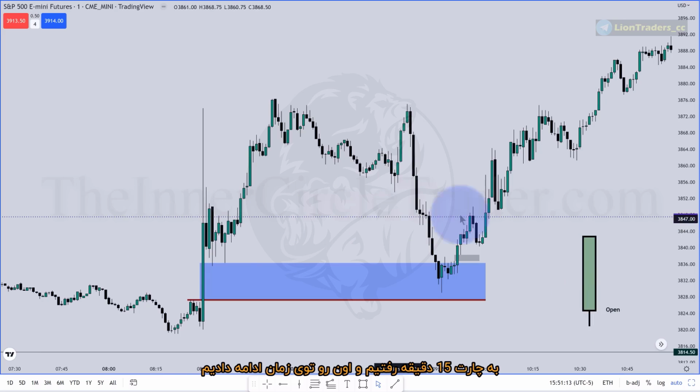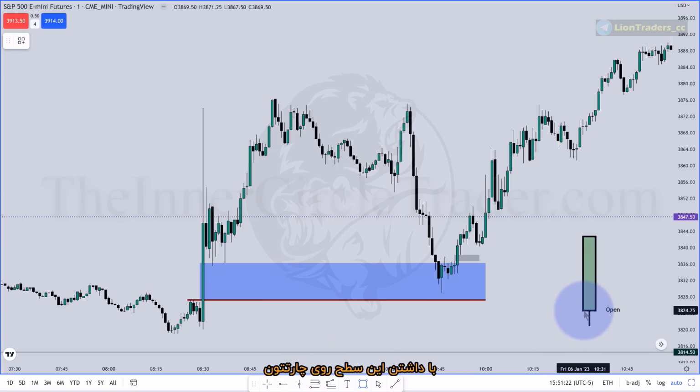Remember, we walked from the 15-minute chart and extended it out in time. If we're bullish, by having this level on your chart, you want to be buying at that level or beneath it. In the worst case scenario, you want to be buying near it.